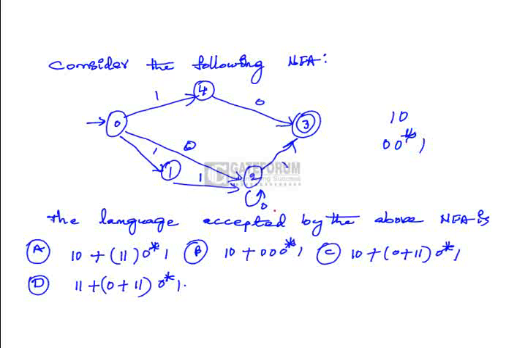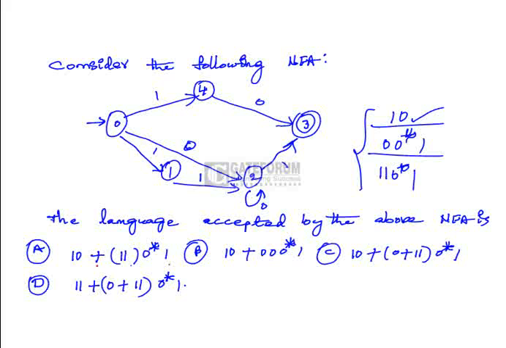Or one more path can exist: 1, 1, 0 star 1. These are the possible paths. 1, 0 is one path, 0, 0 star 1 is one path, and 1, 1, 0 star 1 is another path. So you have to cover all these paths. So that is 1, 0 or 1, 1, 0 star 1.